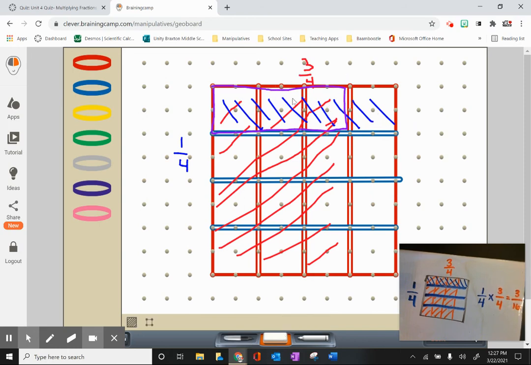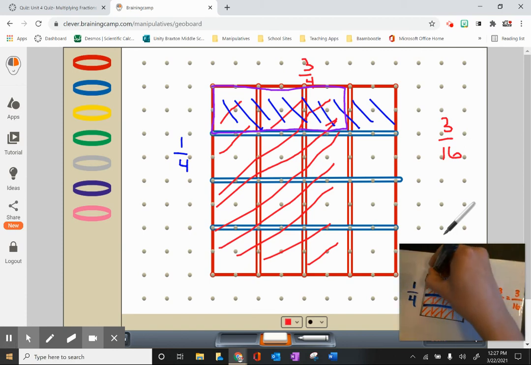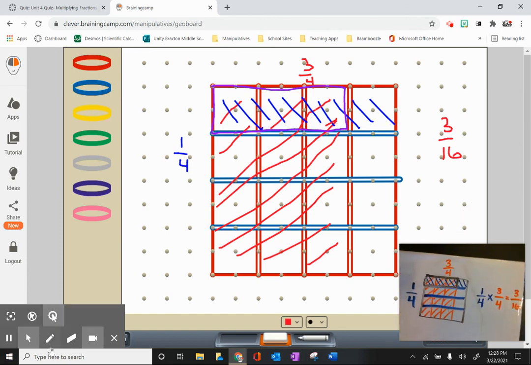So 3 out of how many are colored by both? There's 3 total colored in by both, and there are 16 total here. So we have 3/16. And same thing in this picture here, this is what's colored by both. It's 3 out of 16. So this area model represents the equation 1/4 times 3/4, and shows you your answer in what's colored by both.